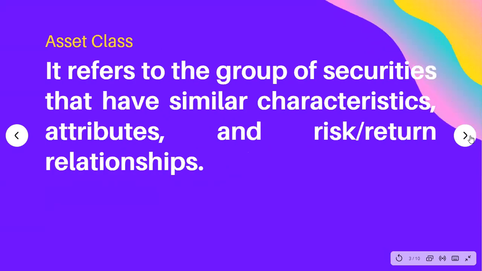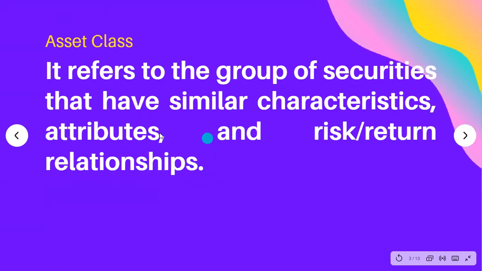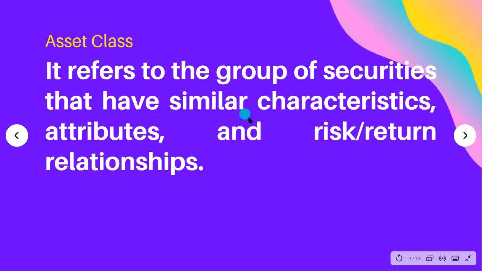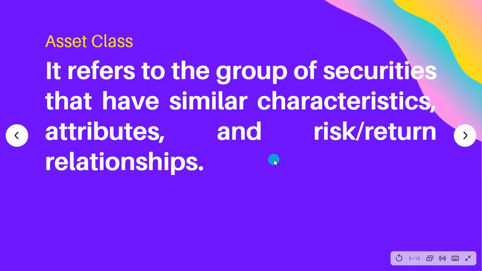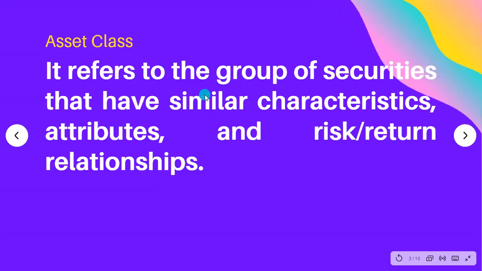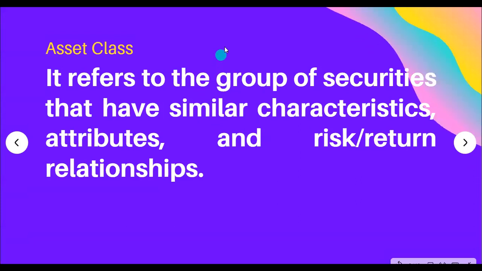So unsa man ning asset classes or asset class? Asset class refers to the group of securities that have similar characteristics, attributes, and risk or return relationships. So, grupo ni siya sa mga assets. Ang usual nga asset classes are like your bonds and your stocks. So, all bonds are grouped into one class. When we say bonds, liabilities man na siya sa issuing company. So para masabtan nato ang difference sa bonds and stocks at this point, atong i-explain.